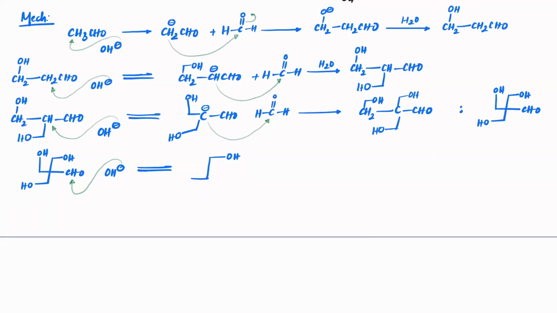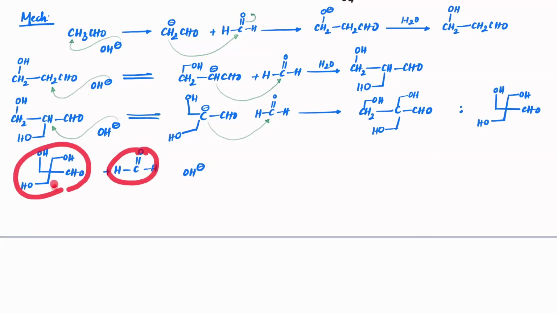Okay, my mistake. Because now, if you have HCHO to react, the HC double bond O to react. Now OH minus notices that HCHO is more reactive than this one. So this time OH minus will go attack here, and you'll get this as O minus.